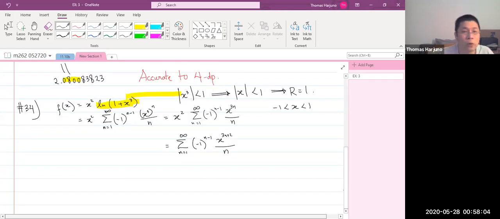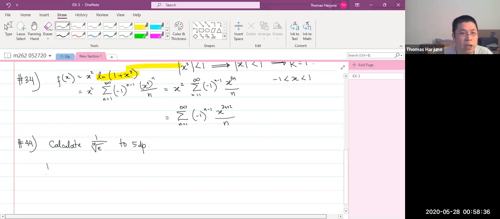How about number 44? Calculate 1 over the 10th root of e to 5 decimal places. Okay, 1 over the 10th root of e is equal to e to the power of -1/10. Right?